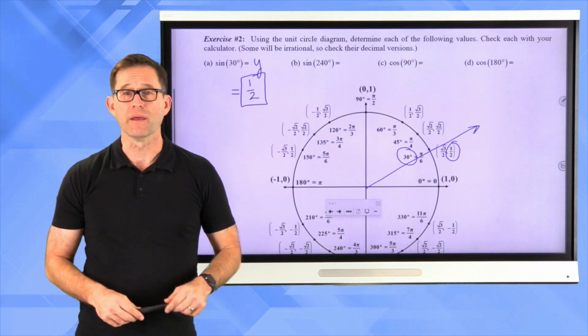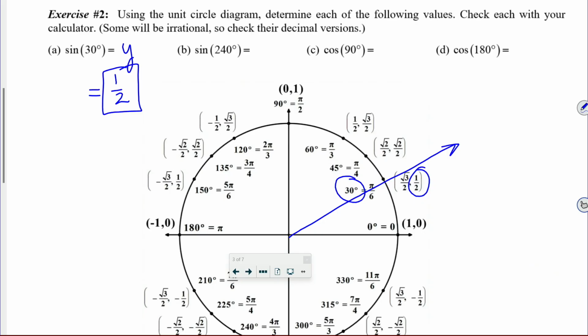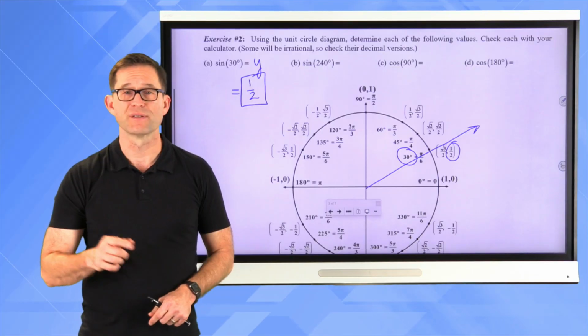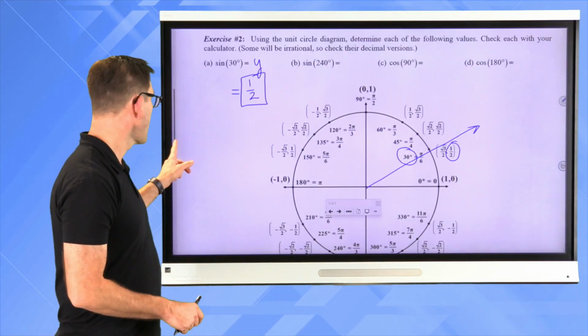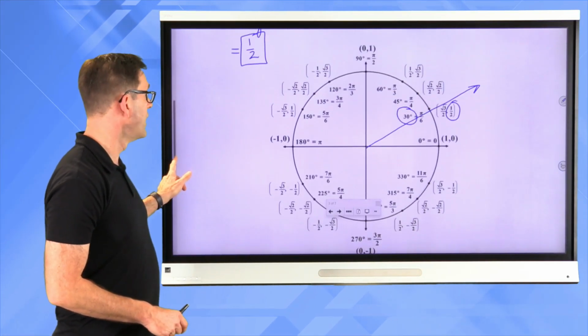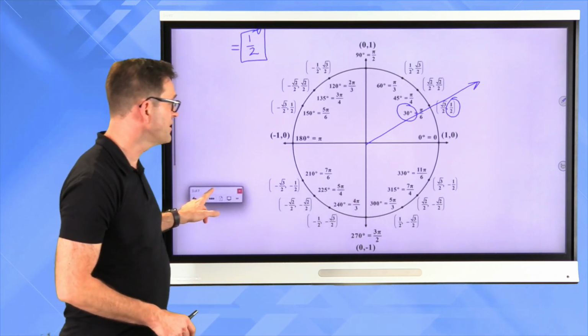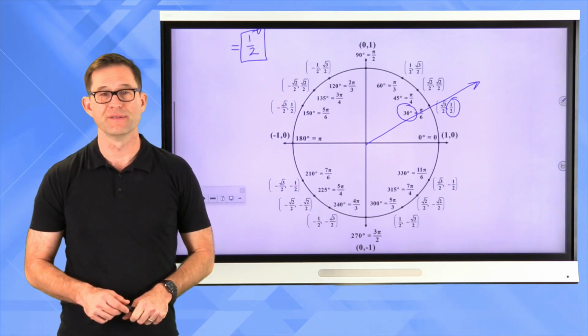Now let's take a look at B. Sine of 240 degrees. Awesome. Well, I'd like you to use our unit circle and the definition of sine to figure out what the sine of 240 degrees is.